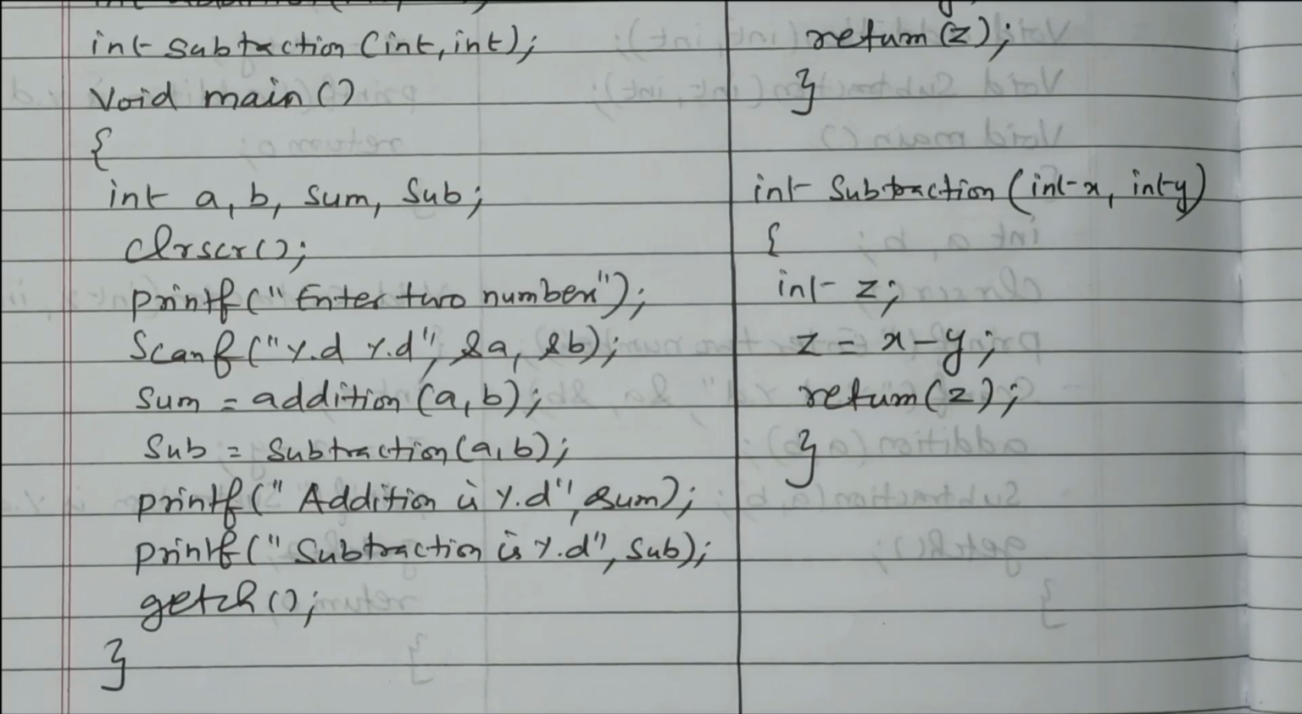So in this video, we discussed the third type of function prototype, function with argument and return value. We are passing the argument to the function and the function also returns the value. We know that a function will return only one value, right?